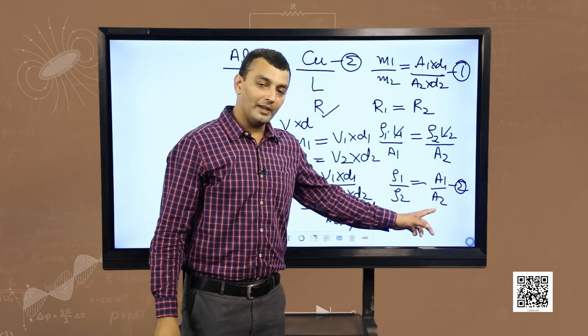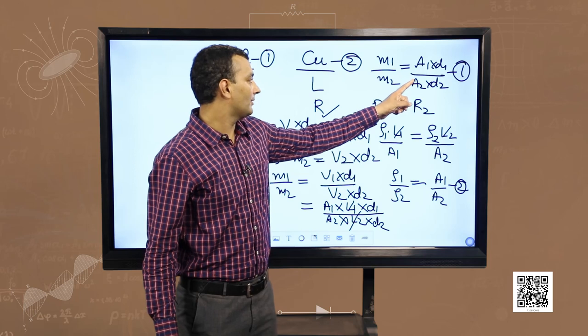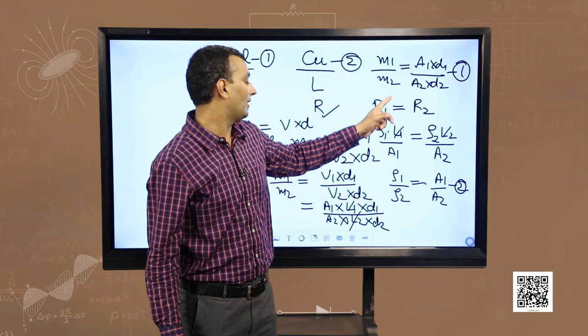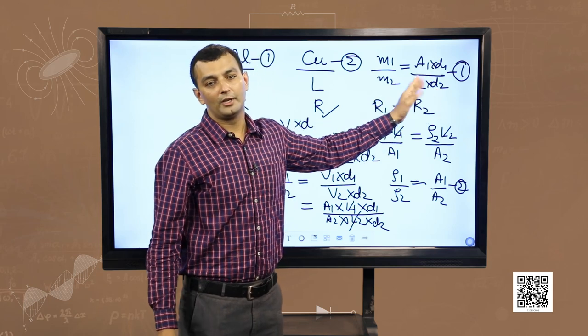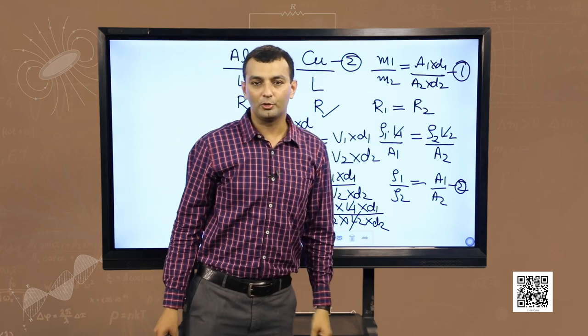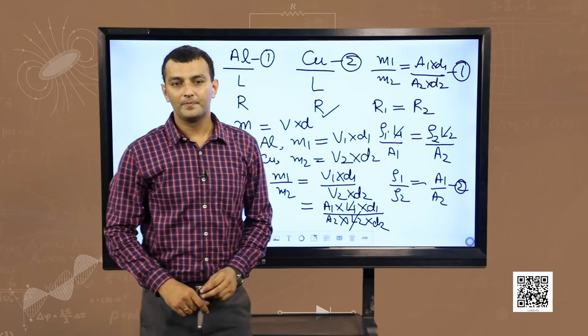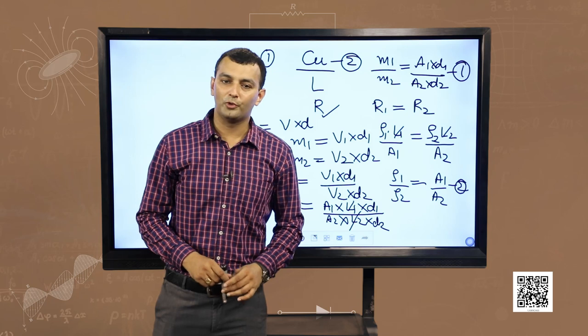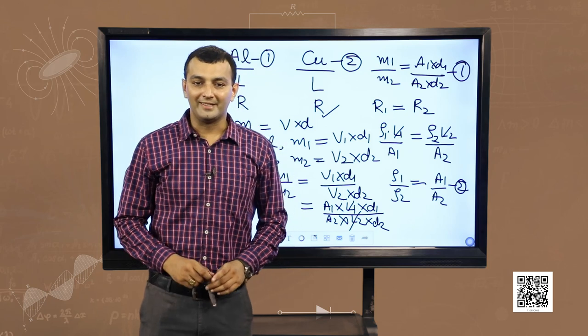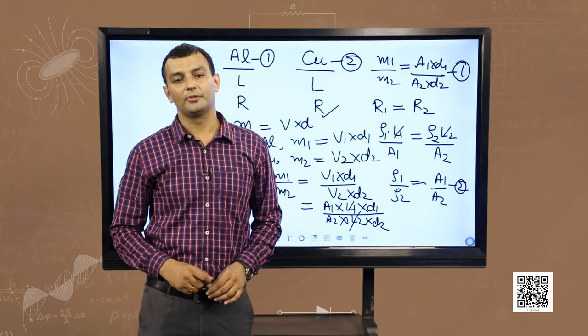Now the value of A1 by A2 can be replaced in this equation and then we'll have M1 by M2 equals rho 1 by rho 2 into D1 by D2. Now all these four parameters are given in the question. If you put the values, then you will get that M1 by M2 comes out to be 0.46. So aluminium is lighter than even half of copper's mass.